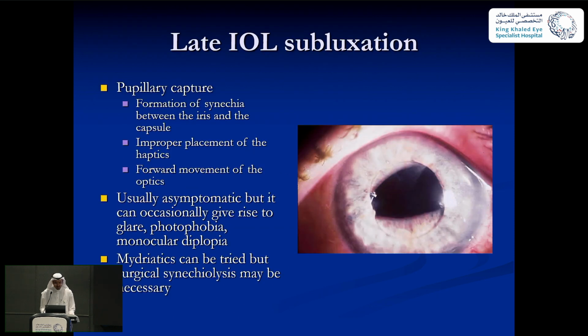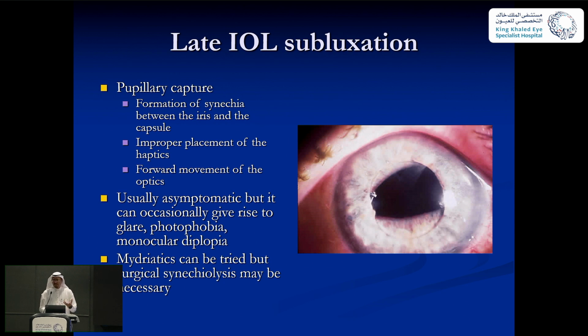Late postoperative complication: late IOL subluxation, pupillary capture can happen, as you can see here in the picture, superior and inferior. The lens is in front of the iris, and this is due to, especially if we put the lens in the sulcus, some adhesions between the iris and the anterior capsule. It can push the lens to be in front of the iris. Improper placement of the haptic, forward movement of the optic.